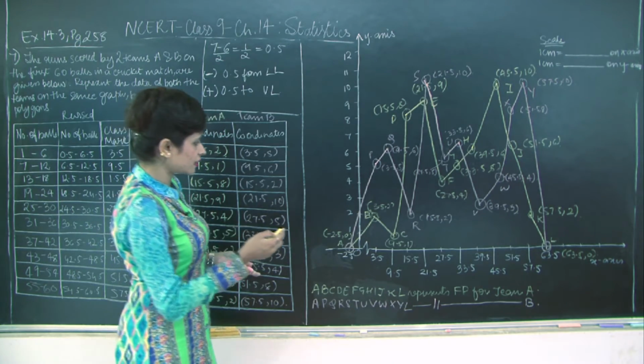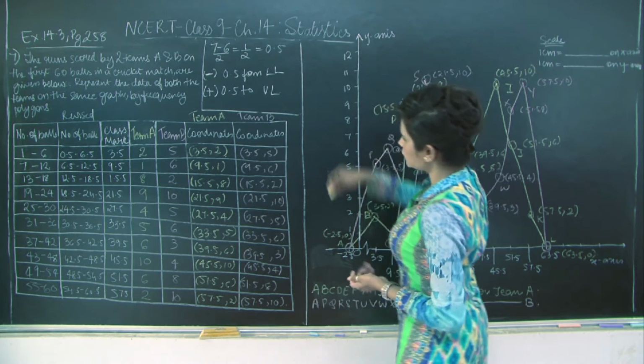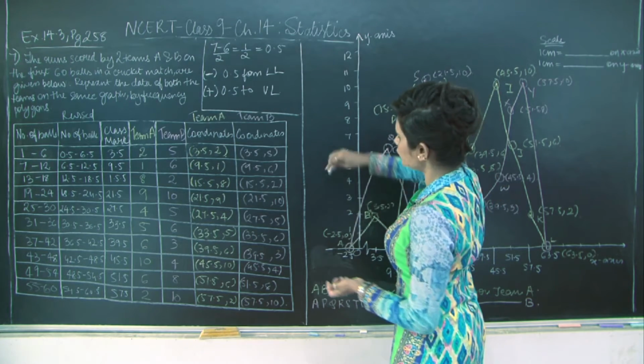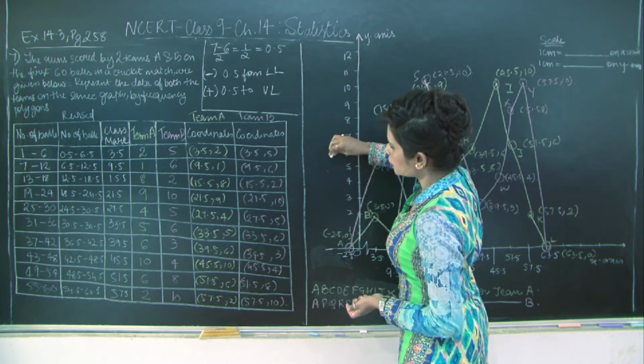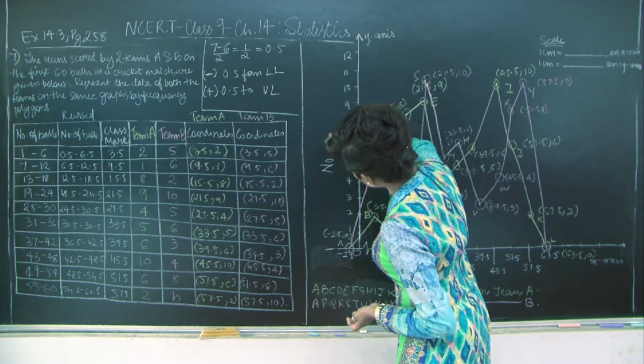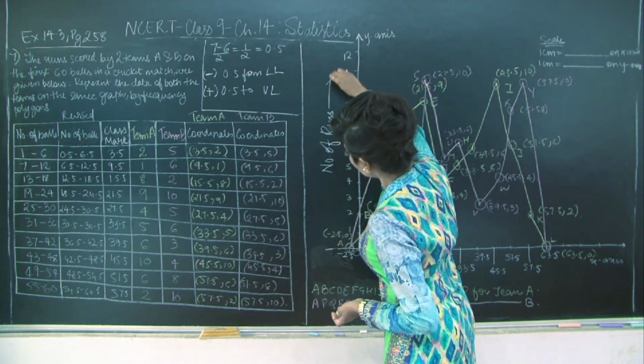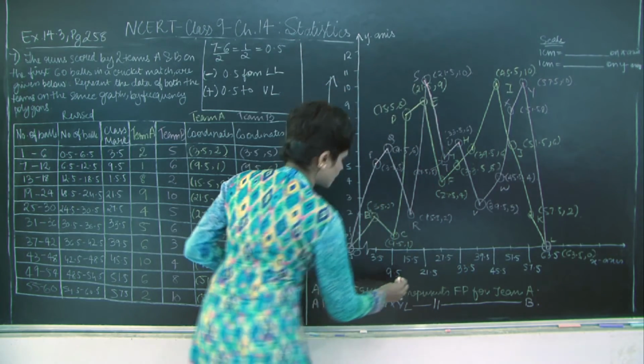And we have missed out on the scale. So let's write down the scale, and also the heading out here. So let's write down the heading as well. We have this as the runs, number of runs. And here we have number of balls.